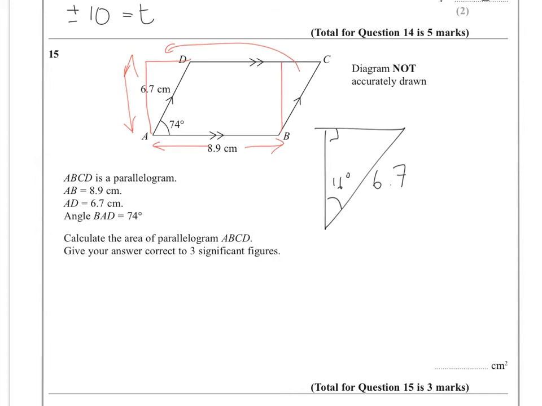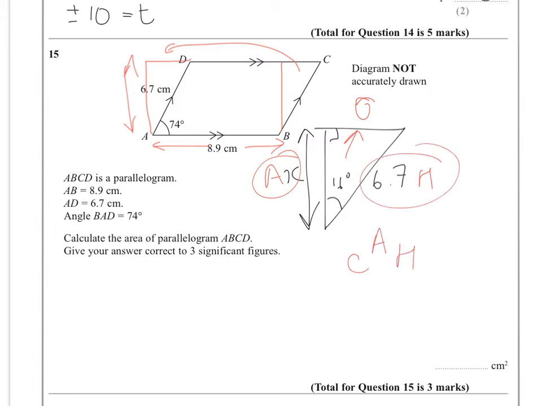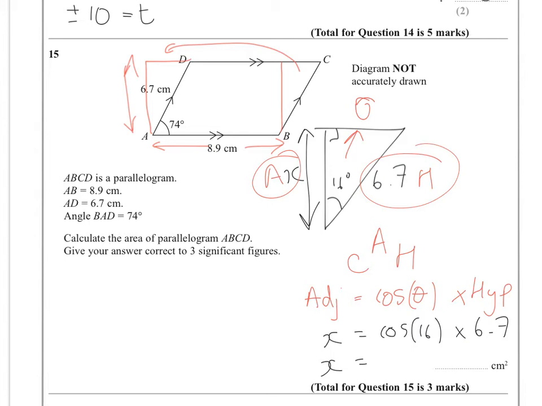If I want to calculate the height, so the height of the triangle, let's call it length x. Labelling my sides, opposite, longest side hypotenuse, and this side must be the adjacent. I want to find the adjacent, I know the hypotenuse, cosine. So if I want to calculate the adjacent equals cosine theta times hypotenuse. So adjacent x equals cosine the angle 16 degrees times the hypotenuse 6.7. This gives me a value of x of 6.44.